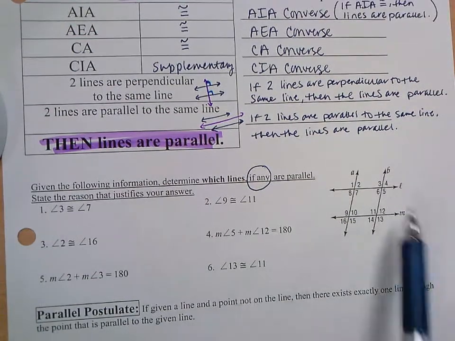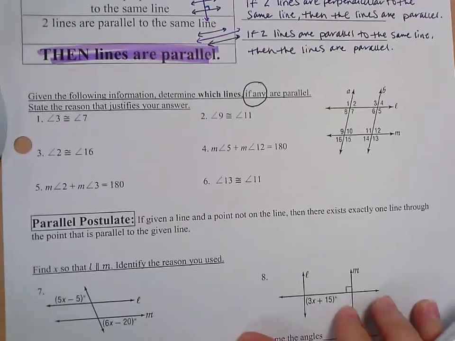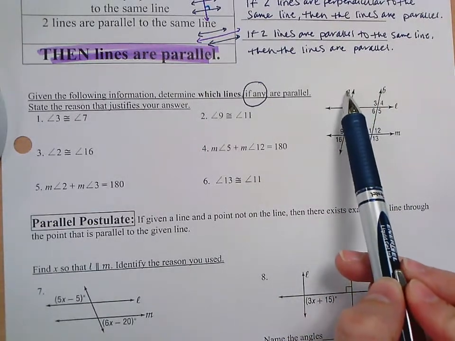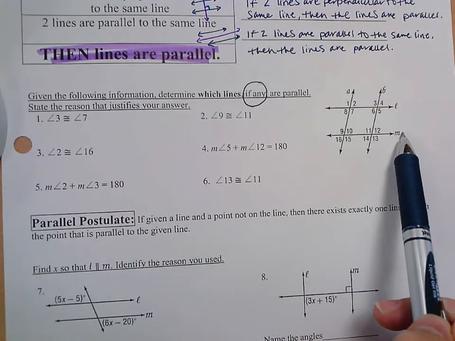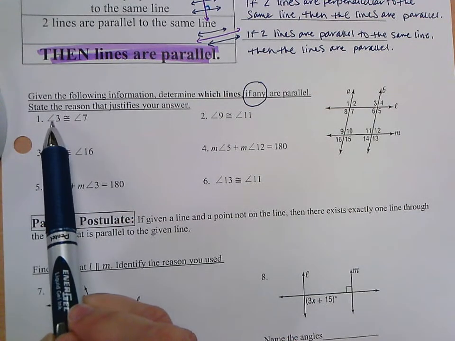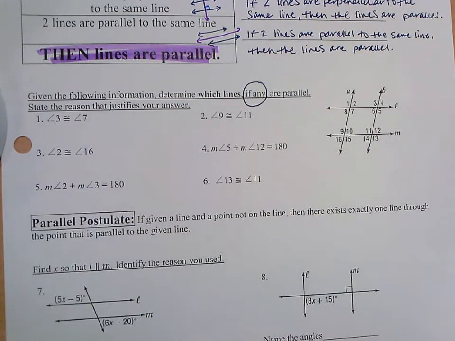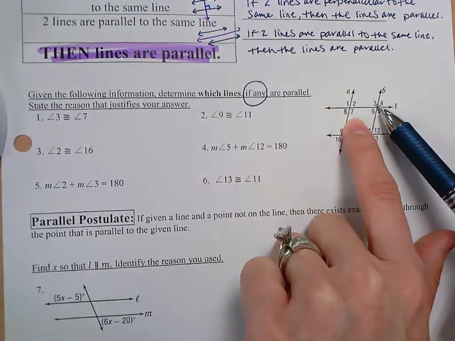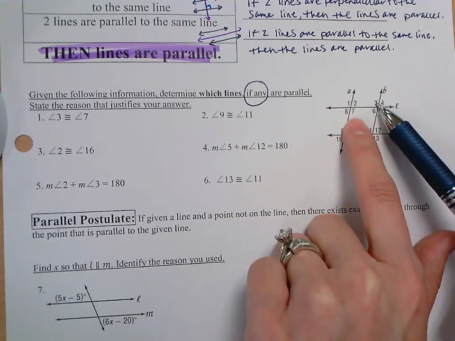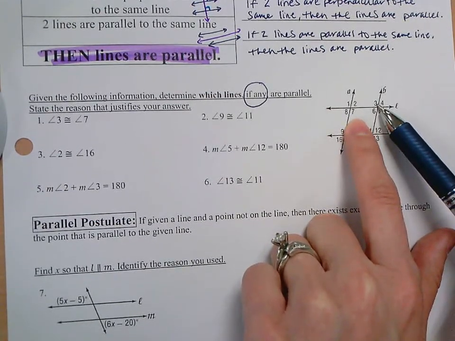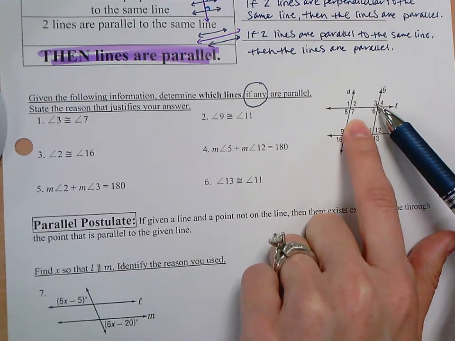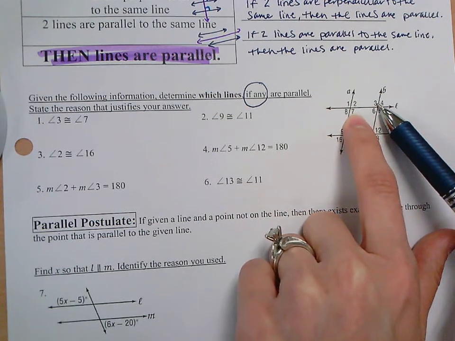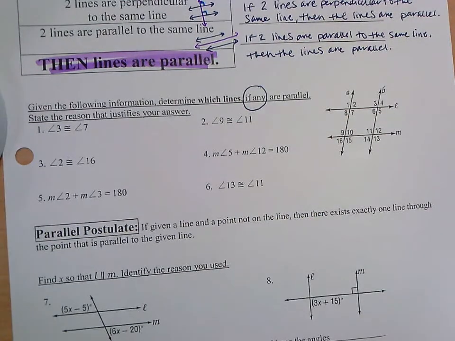Okay, so when I look at this figure, notice you have lines A and B, and then L and M. So number one is saying if we know angle 3 is congruent to angle 7. So if you look at the picture, here's angle 3, here's angle 7. So if we know these two angles are congruent to each other, which two lines, if any, could we conclude are parallel? Any thoughts? If angles 3 and 7 are congruent, which two lines could you say are parallel?